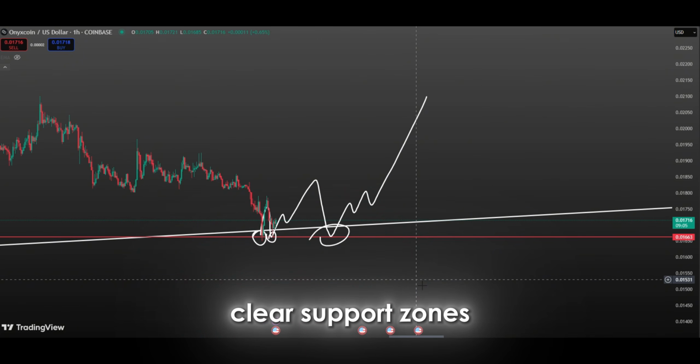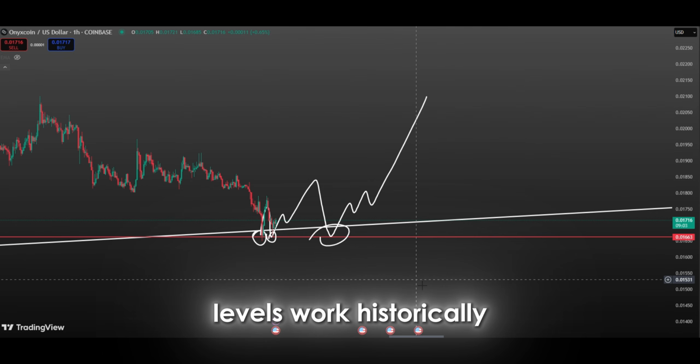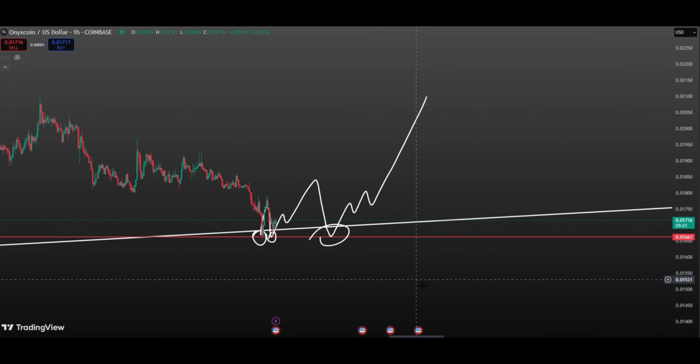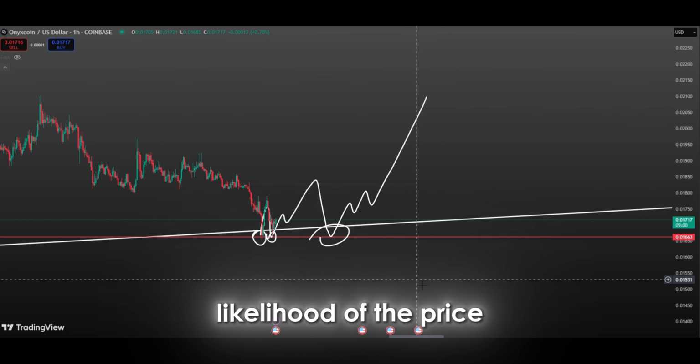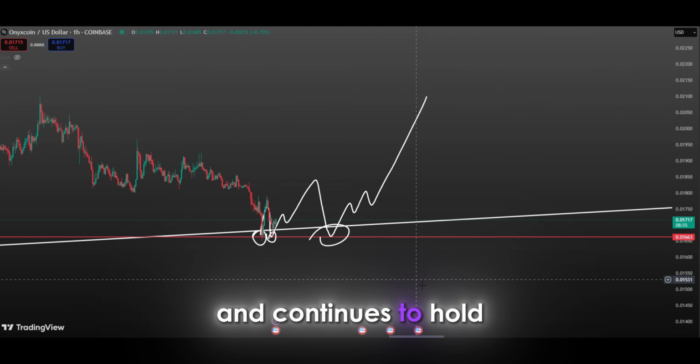Particularly at such clear support zones, investors feel psychologically more secure. Having seen these levels work historically, they are more inclined to use them again as entry points. This increases the likelihood of the price rising from this area once more. At this point, it is crucial that the price does not break below this level. The more times a support level is tested and continues to hold, the more reliable and solid it becomes.